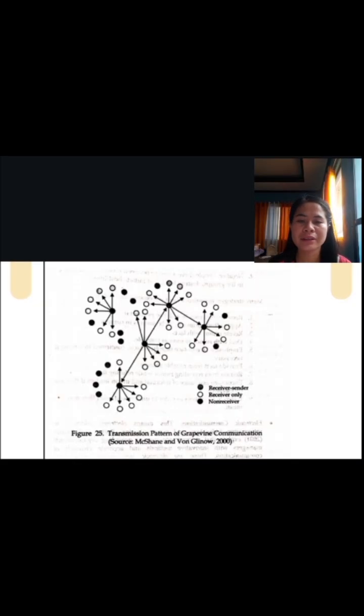So in figure 25, transmission pattern of grapevine communication. Kanang hanap-hanap ra kaayo muna siya receiver and sender. Kanang white receiver only, then kanang naitom jud kay siya muna siya non-receiver.